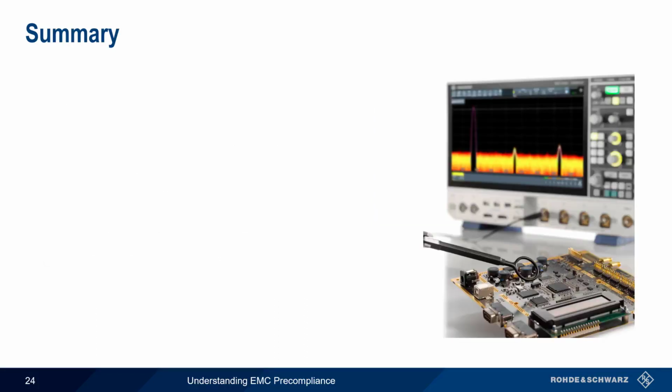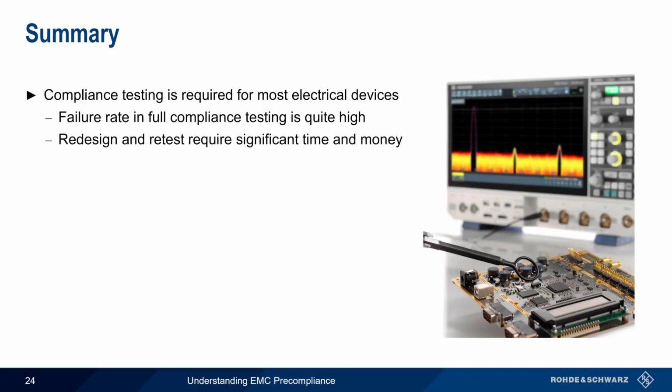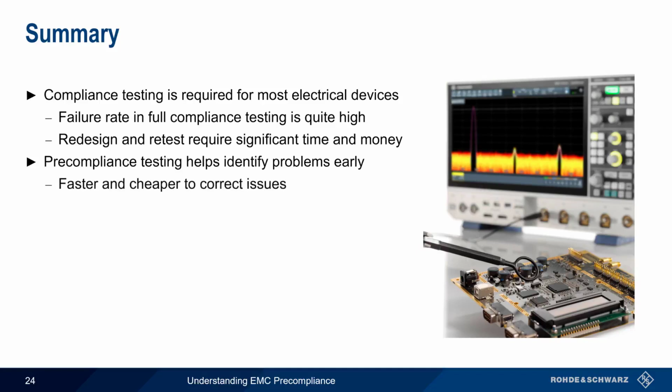Let's end with a brief summary. Most electrical and electronic devices must be tested by third-party labs to ensure that they comply to various conducted and radiated emission standards. The failure rate in these tests is often quite high, and the required redesign and retest can require significant time and money. Pre-compliance testing is in-house testing done before the compliance test and is intended to identify problems early in the product cycle, where these issues are faster and cheaper to correct. Properly performed pre-compliance testing, therefore, increases the chances of passing the full compliance tests.